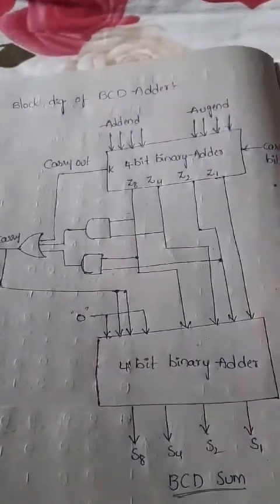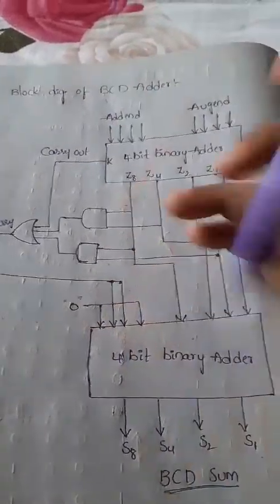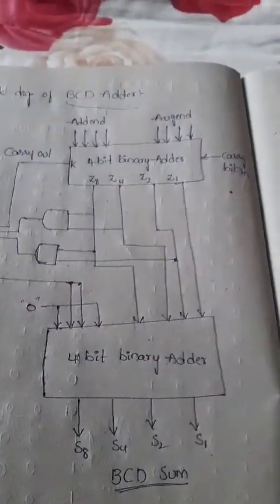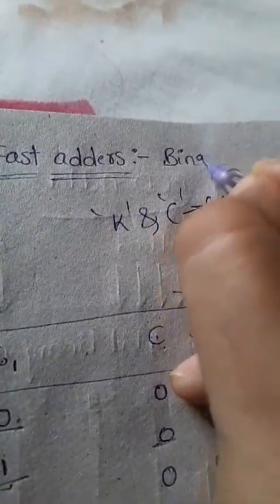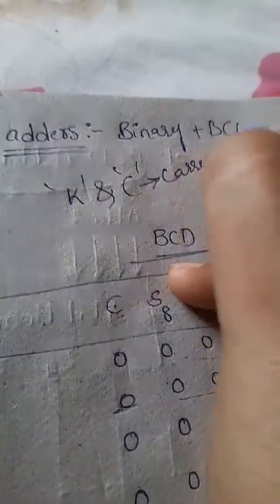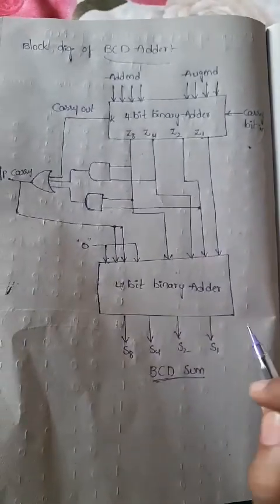Now we are going to see the design of fast adders. For that we have a separate block diagram, that is the BCD adder. Fast adders are nothing but a combination of binary adders and BCD adders. That's why we took the binary representation and BCD representation. Now we'll see the block diagram of these binary and BCD adders. So this is our block diagram.